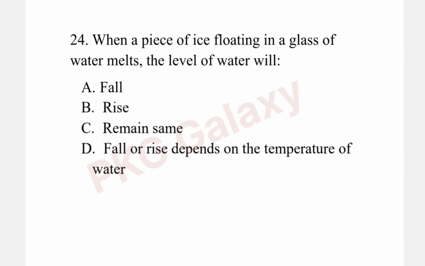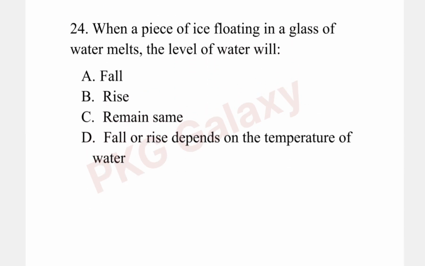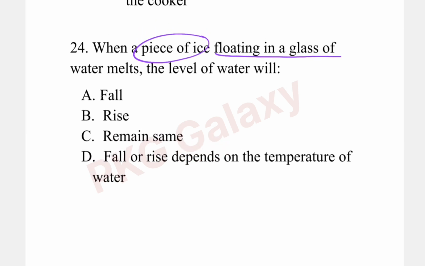Okay, next question. When a piece of ice floating in a glass of water melts, the level of water will option A fall, option B rise, option C remain same, and option D fall or rise depends on the temperature of water. The correct answer is option C, remain the same.